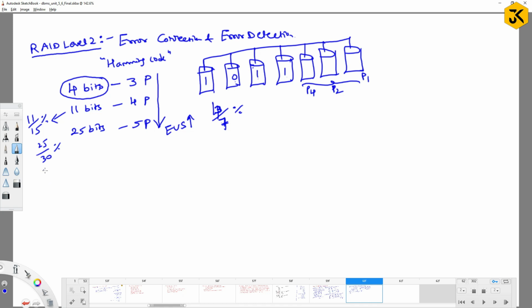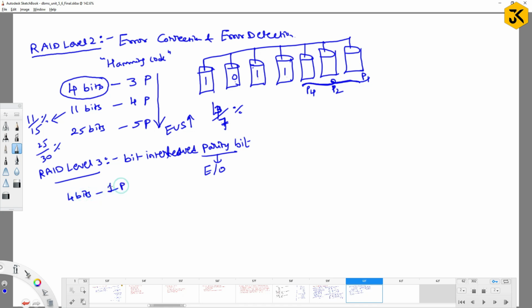Okay. So coming to the next level, that is RAID level 3, which we can call bit interleaved parity bit, right? In the earlier case, what happened here? We were saving the parity data in multiple disks. Instead of that, why can't we go for only a single parity? That single parity can be either even parity or odd parity, right? Meaning that if I have 4 bits, how many parity bits are we going to require? Only 1 parity. Why? We are simply using either even or odd, right?